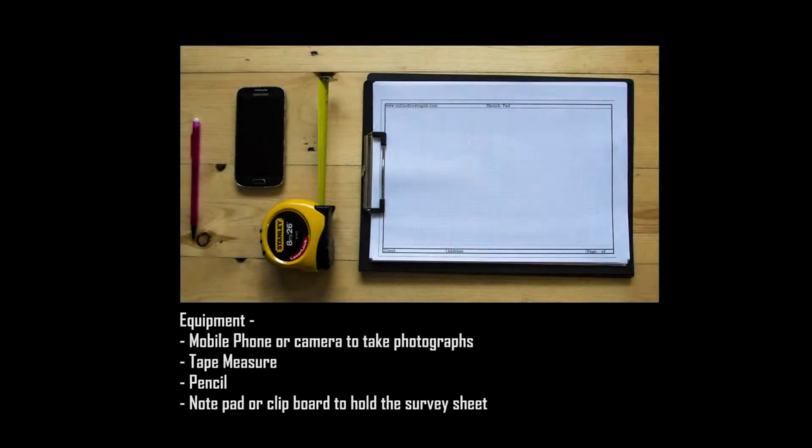In order to complete your survey, you'll need a mobile phone for photographs so you can email them directly to us, a standard tape measure, a pencil so you can write the dimensions in millimeters and rub out any errors, and a clipboard or the back of a notepad to sit our survey pad.